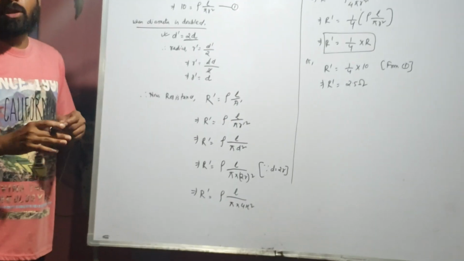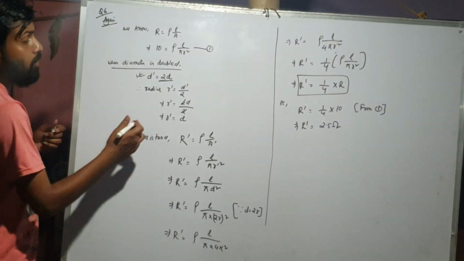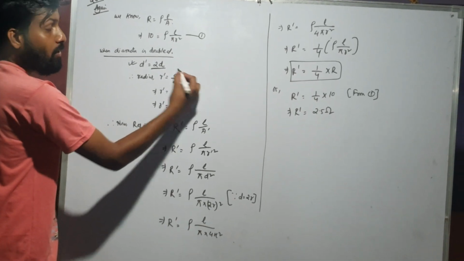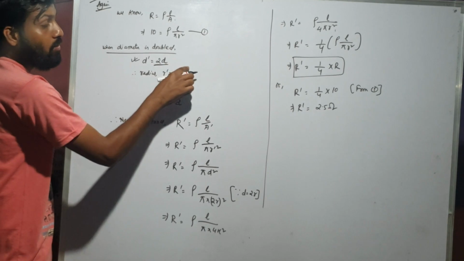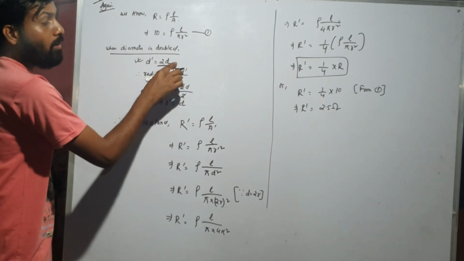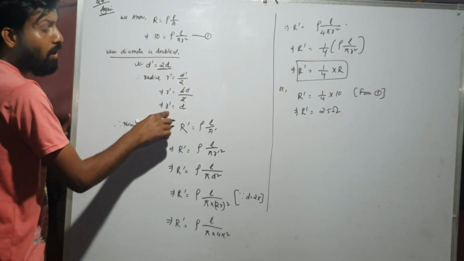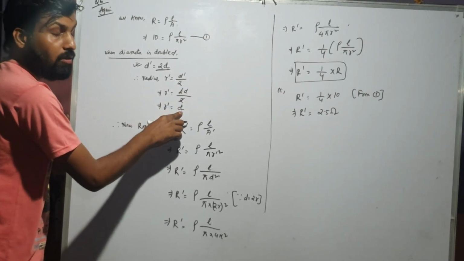But again, we are concerned with the radius here, so I need to find my new radius. I am taking my radius as r dash. It will be half of the diameter. The diameter is d dash, so r dash is d dash by 2. The d dash value is 2d, and 2d divided by 2, the 2 gets cancelled. What is left here? R dash is equal to d.